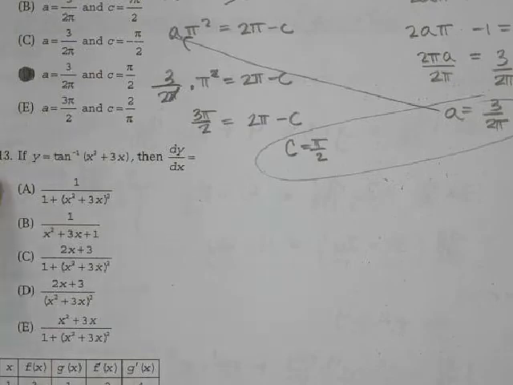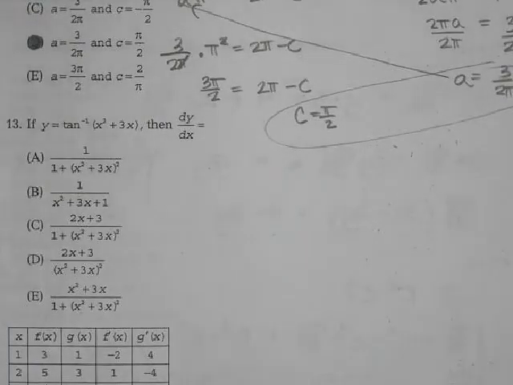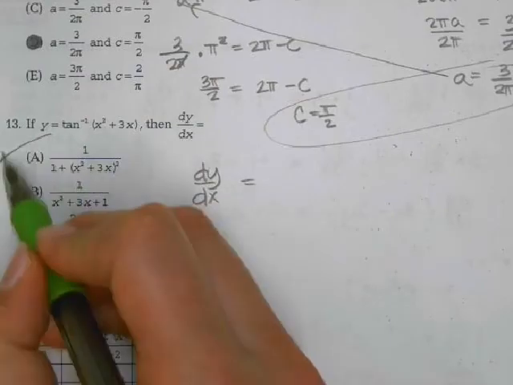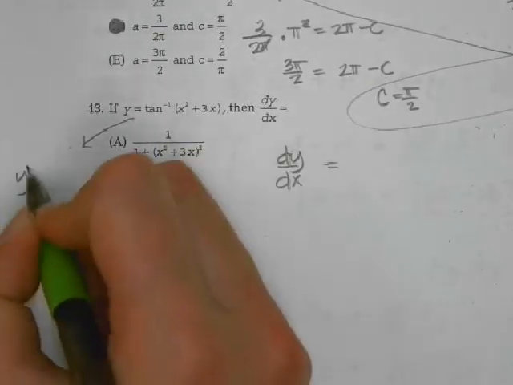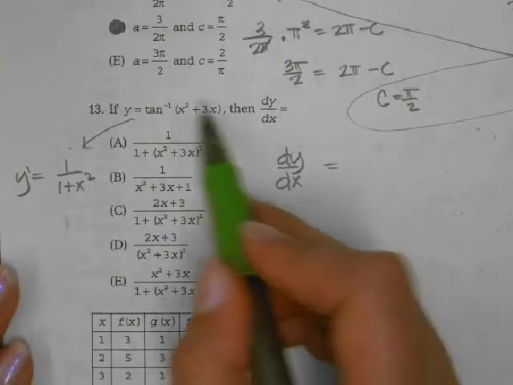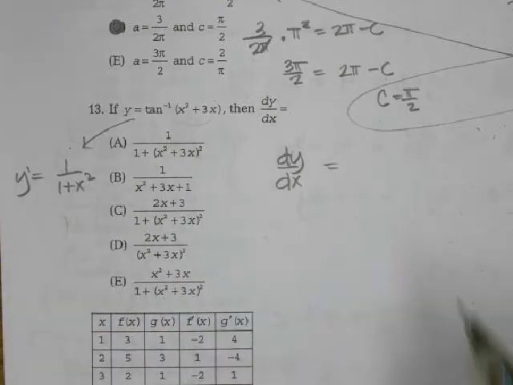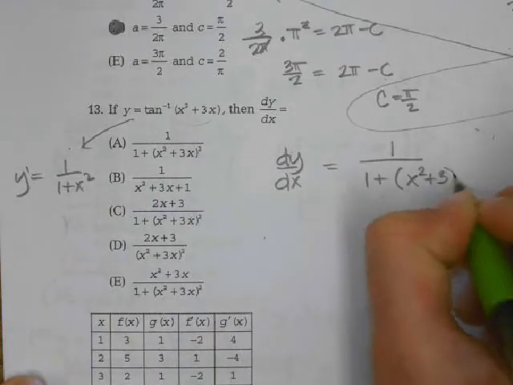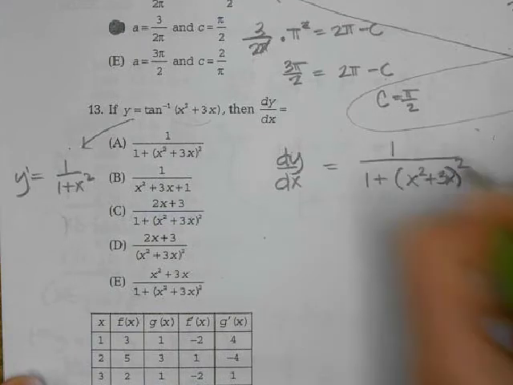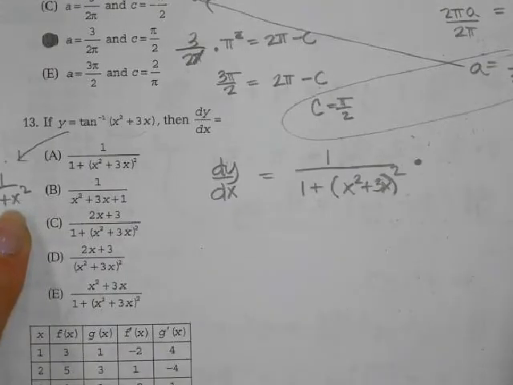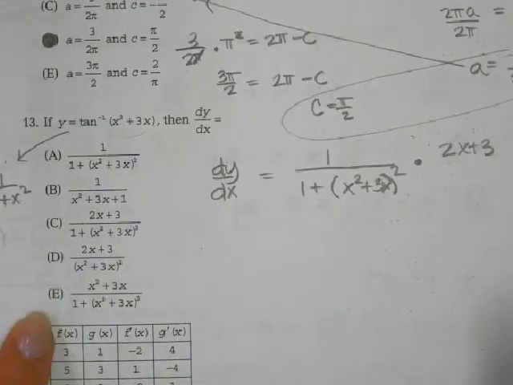All right, tan inverse, they want you to find the derivative of that, so dy dx, if you guys remember, y prime is 1 over 1 plus x squared, and x just represents whatever is in here, and then it's the chain rule, right, so you have to use the derivative of the inside. So I've got 1 over 1 plus x squared plus 3x, x squared, so that's me plugging the inside into this x right here, so it's squared, times the derivative of the inside is 2x plus 3. And so that matches up with C.